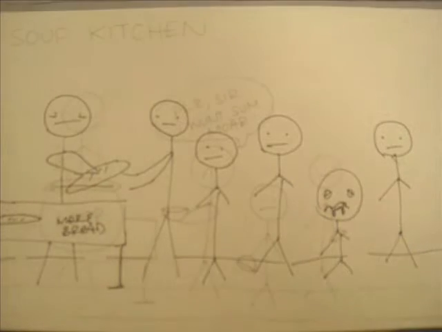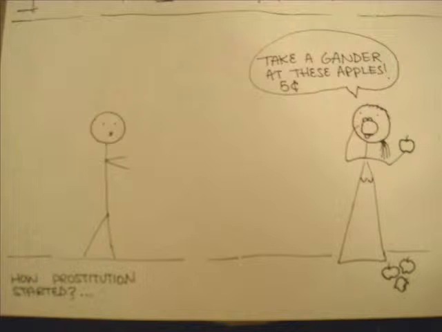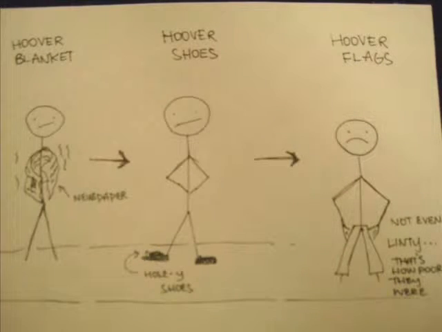Bread lines and soup kitchens formed, and people even began selling apples on the street for 5 cents. Newspapers became Hoover blankets, worn-out shoes were dubbed Hoover shoes, and empty pockets were known as Hoover flags.